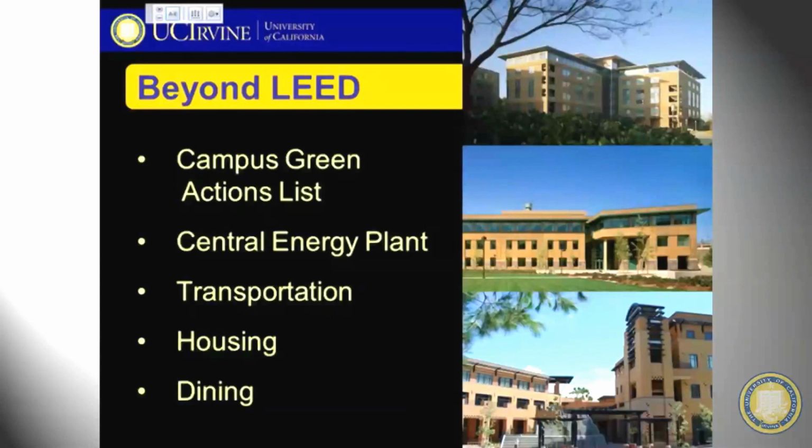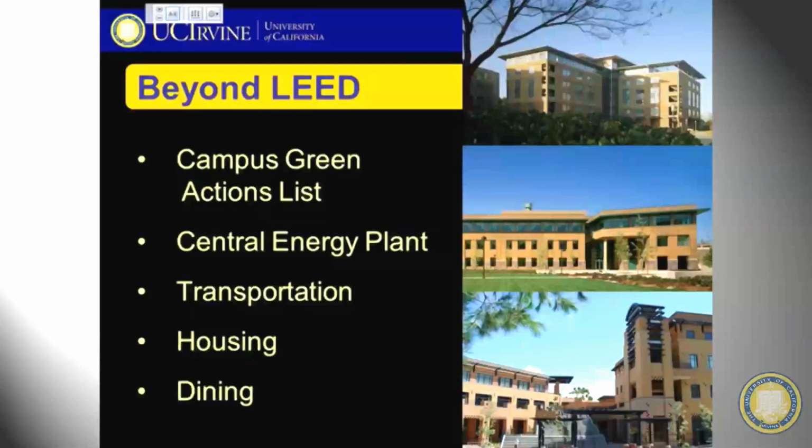Beyond LEED, I highly recommend the university's website, sustainability.uci.edu. If you go there, you can find out a lot of information about what the campus is doing. There is a list of green actions that the campus is pursuing that includes actions that have been achieved as well as ongoing and future actions.